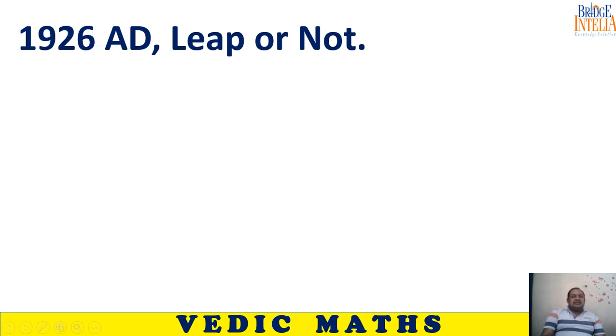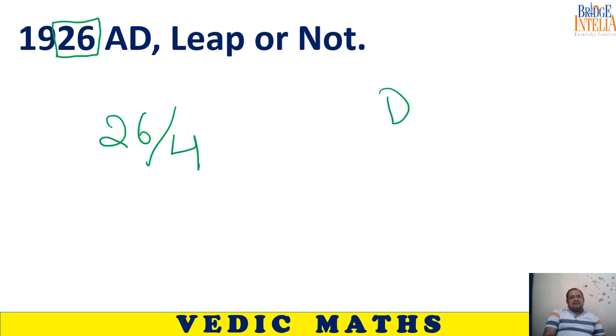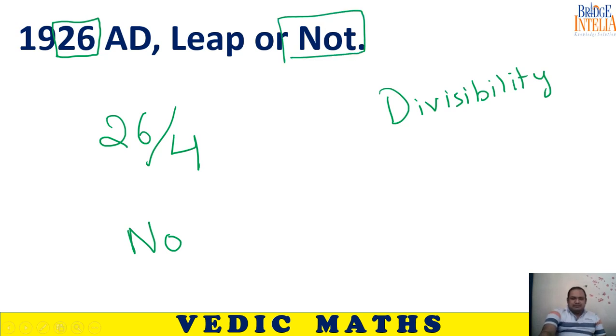Is 1926 AD leap or not? I have to pick the last two digits. So I pick 26, then I divide it by 4 and I check the divisibility. Is 26 divisible by 4 or not? The answer is no. 26 is not completely divisible by 4. So it is not a leap year.